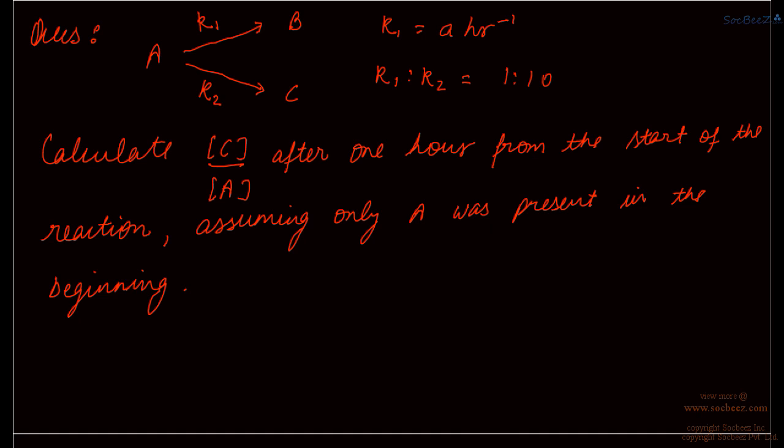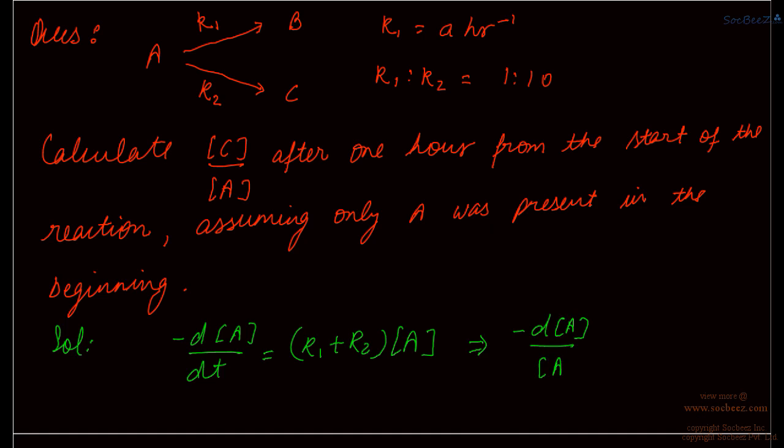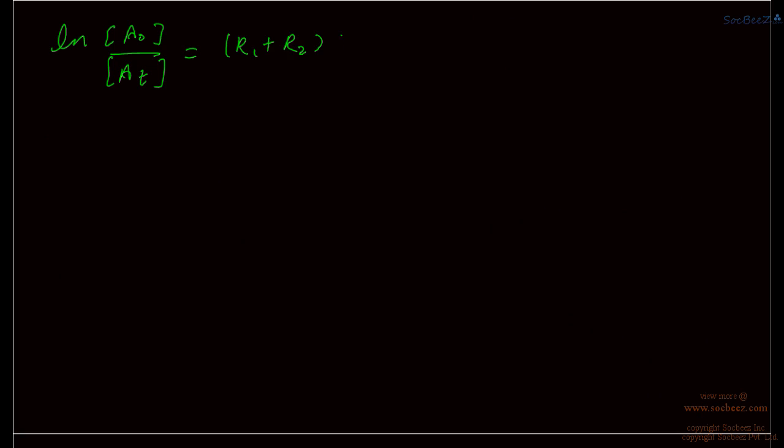Okay, let's approach this problem. Here, since this is a simultaneous reaction, therefore minus dA by dt equals K1 plus K2 times A. Okay, now if we separate the variables, from here we get minus dA upon A equals K1 plus K2 dt. Now, if we integrate this expression and solve it further, we get ln A0 upon At equals K1 plus K2 into t.